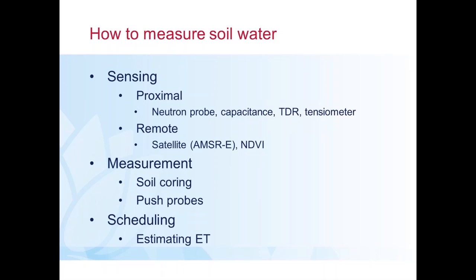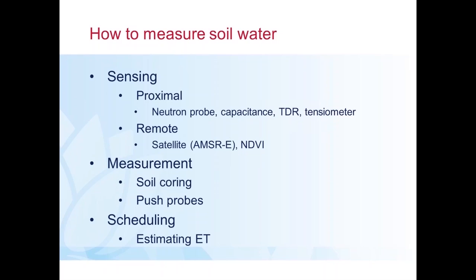The two ways of directly measuring soil moisture are actually going out there and coring it, extracting a sample of soil, and then measuring the amount of soil water once you dry it in an oven and measure the amount of water that was in that. Push probes are another way. As you push a 5/8 rod into the soil, you can get an estimate of how deep that wetting front is.